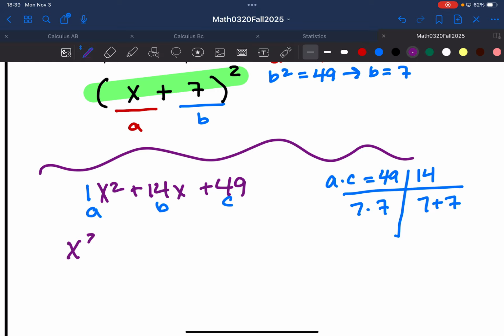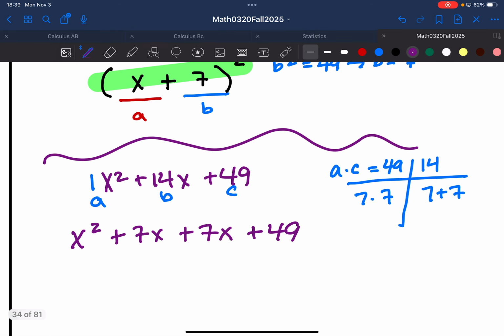So remember, we expand the middle term. So x squared plus 7x plus 7x plus 49. Remember what we did on Thursday? Okay, then we do factor by grouping, and we take out a GCF.